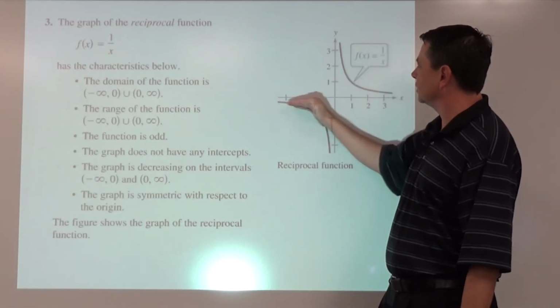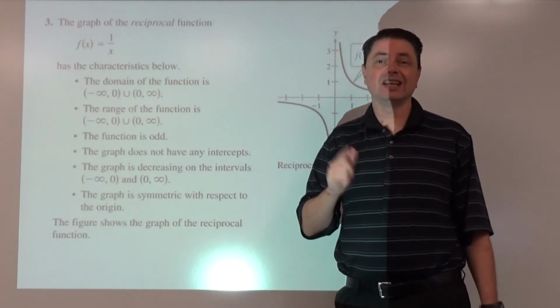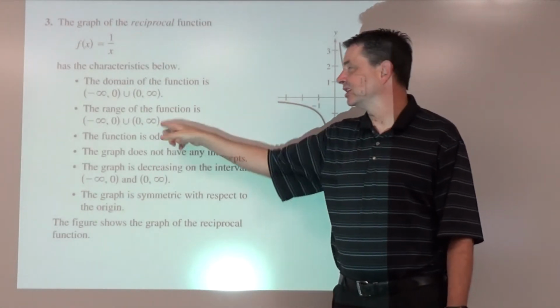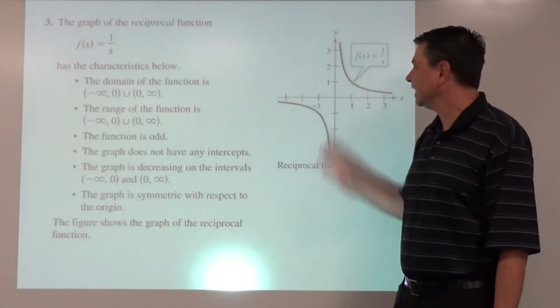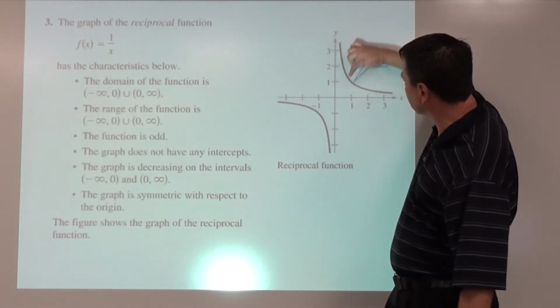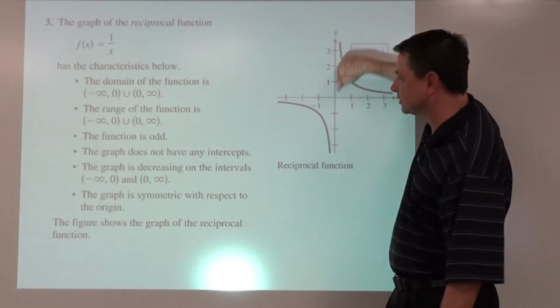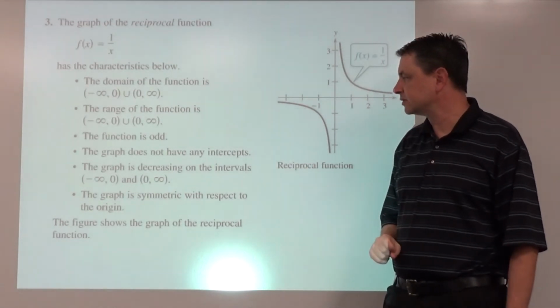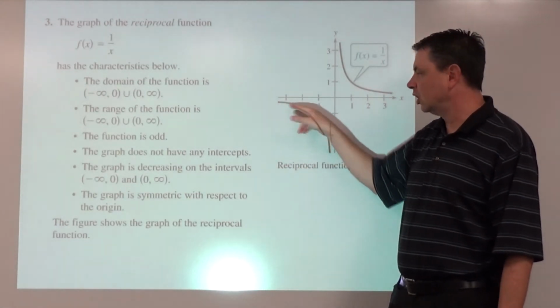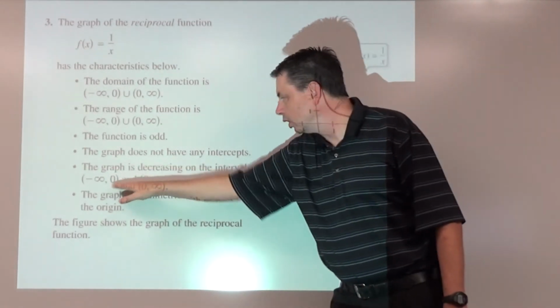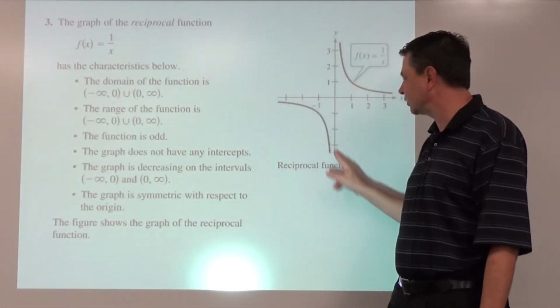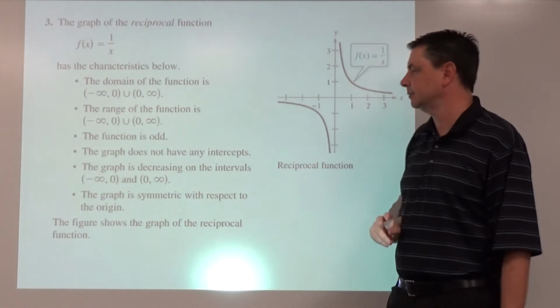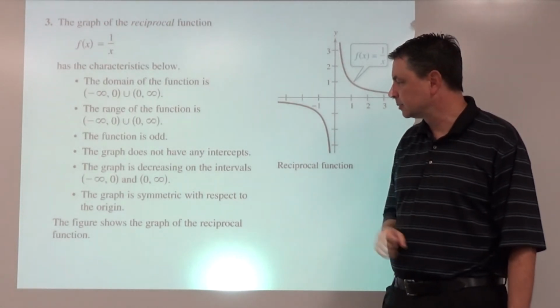We got positives here, we got negatives here, but since it never touches the x-axis, 0 is not in the range. It is odd because if we spin it halfway around, this one goes to there, that one goes to there, so it's an odd function. There are no intercepts. It's always decreasing, so both branches or both parts, it's decreasing here and it's decreasing here. Now, we already talked about the symmetry.